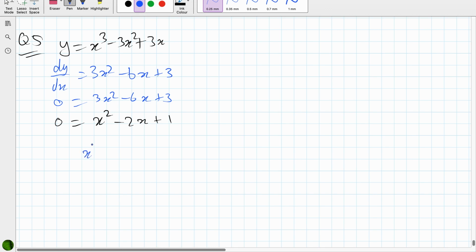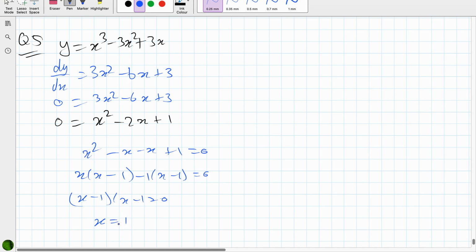So let's try middle term breaking. This should be x squared minus 2x plus 1 equals 0. Taking out common, (x minus 1)(x minus 1) equals 0, and x equals 1. So at the turning point, x is 1.